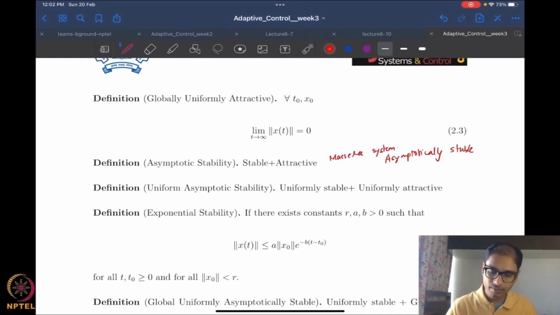Okay, so the Massera system is in fact asymptotically stable. Okay, let's go to the next one. The next one is uniform asymptotic stability. So we have added the qualifier uniform. Therefore, the qualifier uniform also goes into both of these definitions. That is, it is uniformly stable and uniformly attractive.